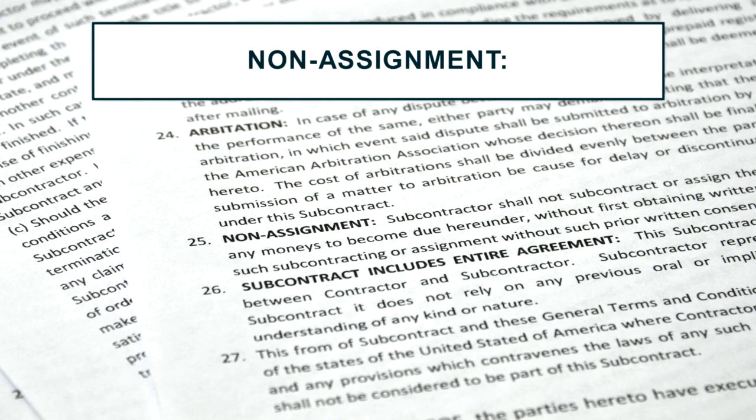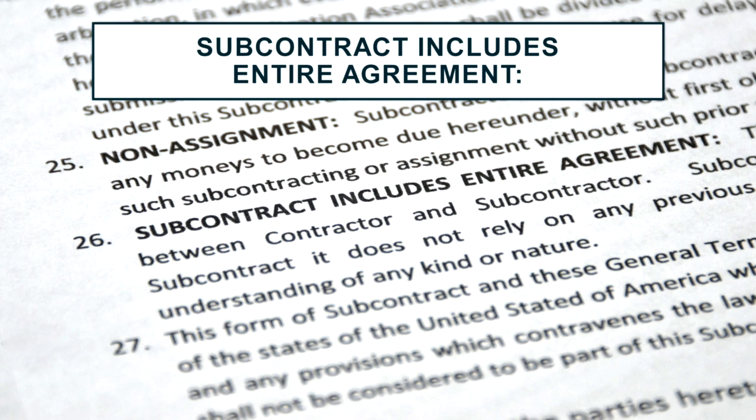Paragraph 25 talks about non-assignment. This is very difficult because you will probably, as a subcontractor, sub to another contractor. Basically, this is saying you need permission to do that. It's probably not going to be withheld because you're going to sub it to somebody that is going to be important. What is in paragraph 26, subcontract includes the entire agreement.